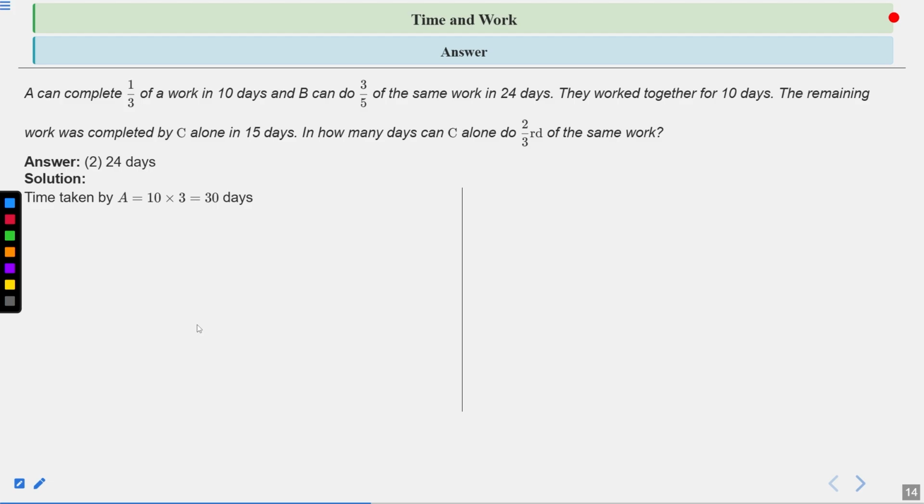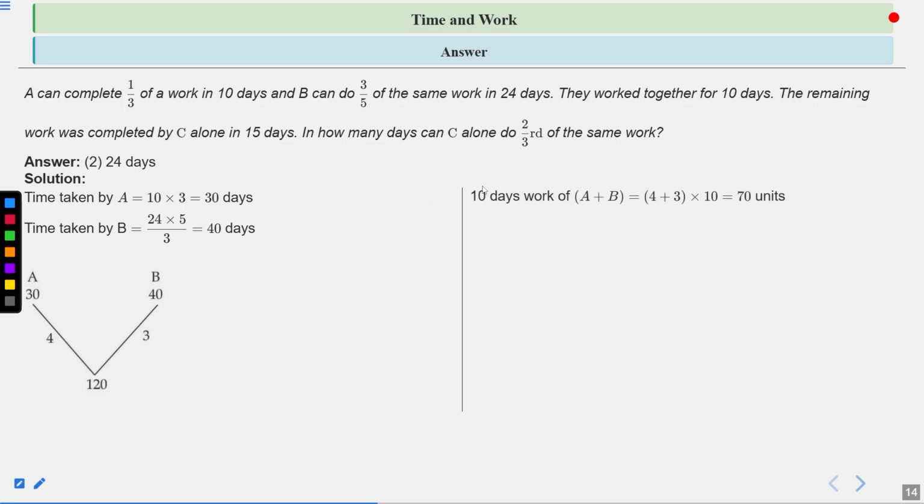So the time taken by A becomes 10 into 3, because one third of the work takes 10 days. So the total work will take 30 days. Time taken by B becomes 24 into 5 by 3, which is 40 days. Now we take the LCM of 30 and 40. We get 120 as the LCM, and we let 120 be the total work. So we get the efficiency of A, which is 4 units, and the efficiency of B, which is 3 units.